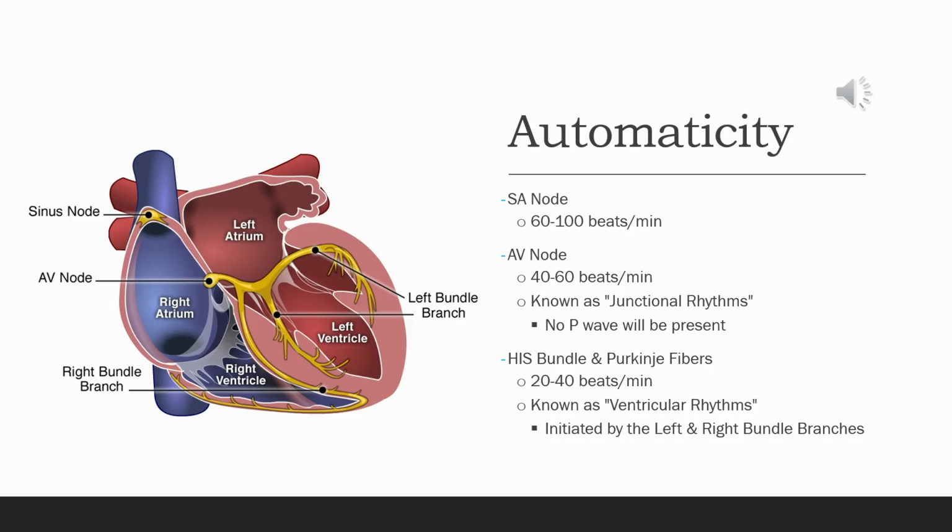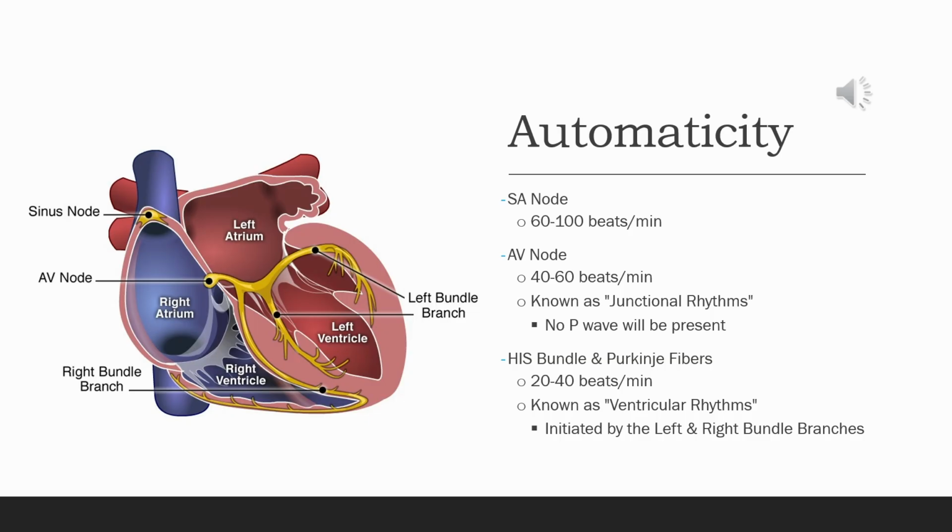If for some reason the SA node fails, then the atrioventricular node, or AV node, takes over. The AV node fires at a slower rate of 40 to 60 beats per minute, which produces what's known as a junctional rhythm. In these rhythms, there's no visible P wave on the ECG because the impulse originates from the AV node rather than the SA node.